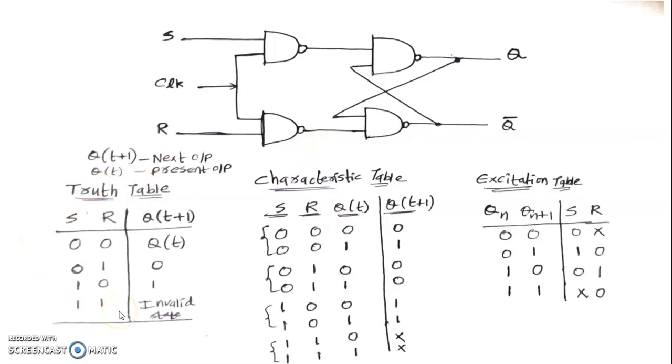Truth table means it gives what is the output for different combinations of input. So here I have taken the different combinations of input 0, 0, 0, 1, 1, 0, 1, 1. For all these different combinations, we will see what are the outputs for this circuit. Here Q of t plus 1 is the next output, Q of t is the present output. Now observe here. If you give 0, 0 combination to S and R, then the next state output is nothing but the present state output only. That is, the output is not changing when you give the 0, 0 combination.